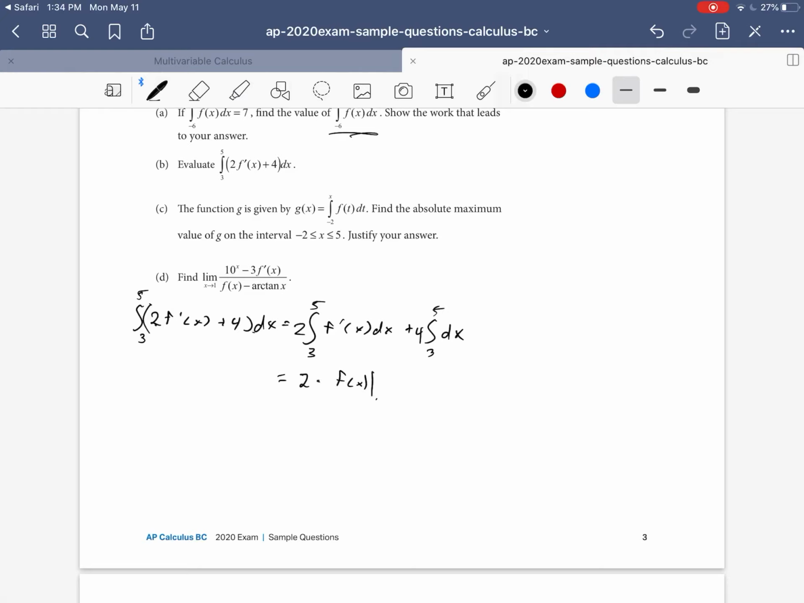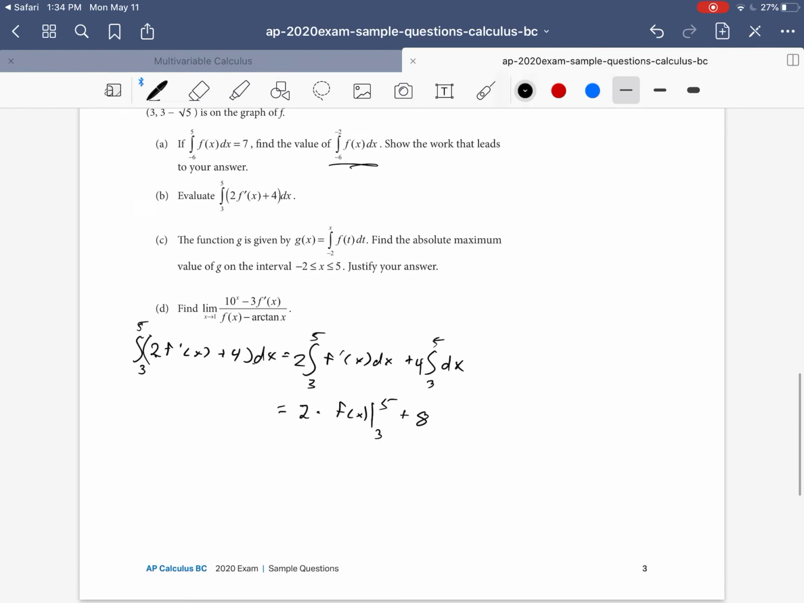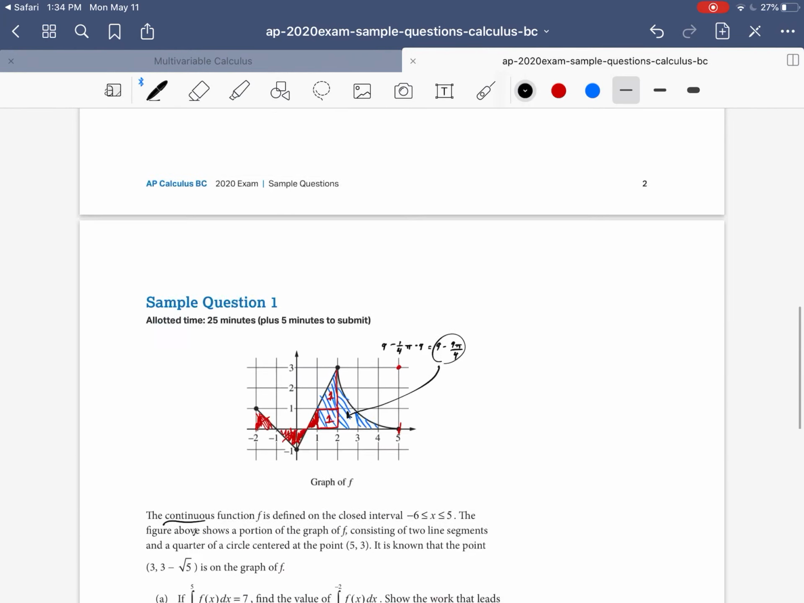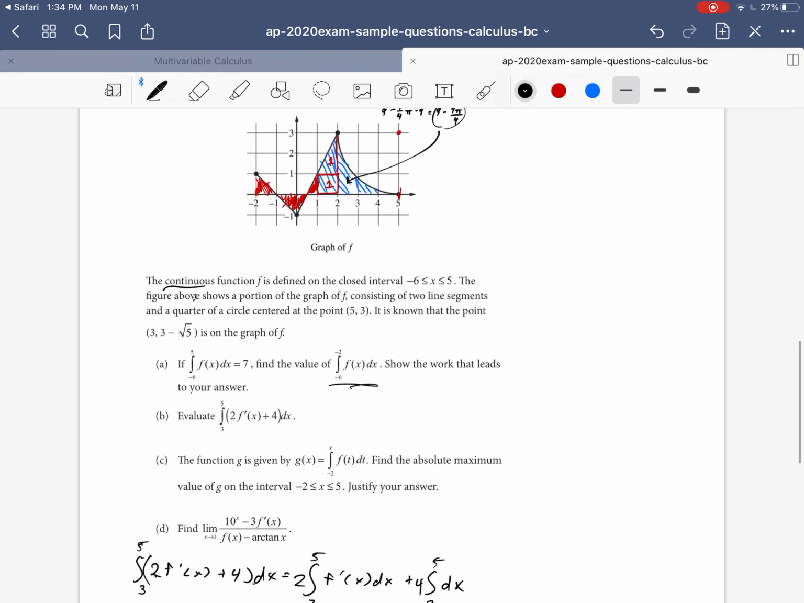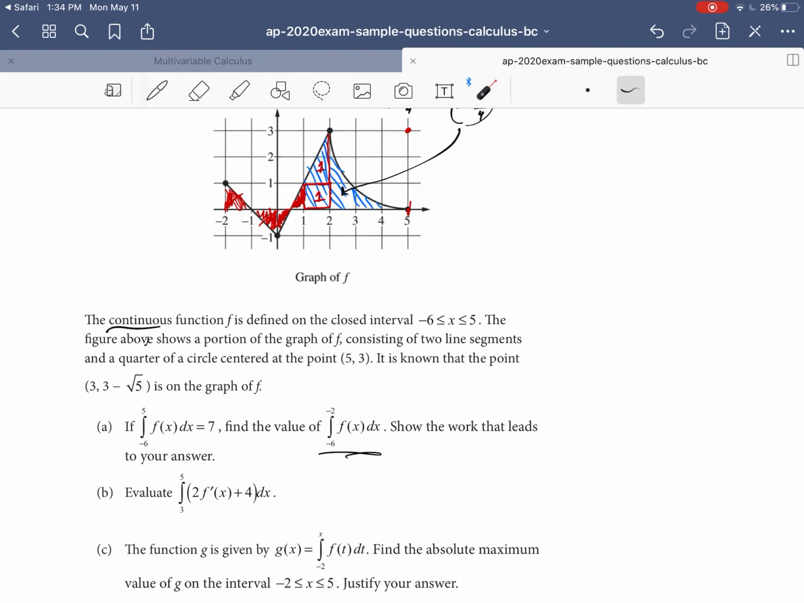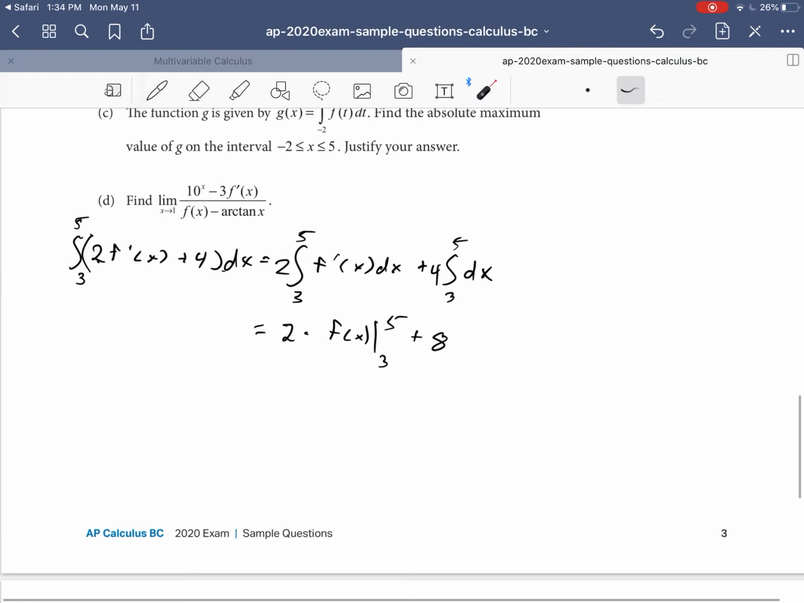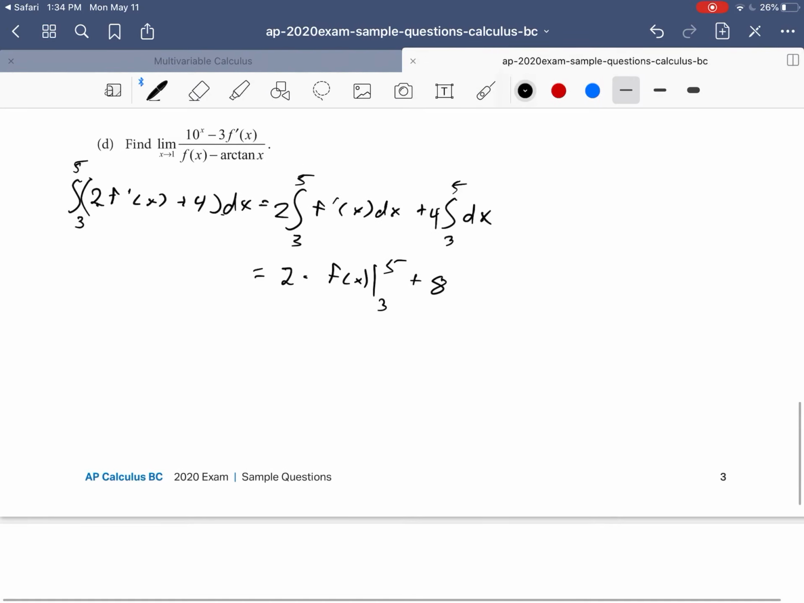And now using the fundamental theorem of calculus on that integral, that is going to be 2 times f of x evaluated from 3 to 5 plus just 8. Because you integrate, you get x, you evaluate that from 3 to 5, you get 2, 4 times 2 is 8.